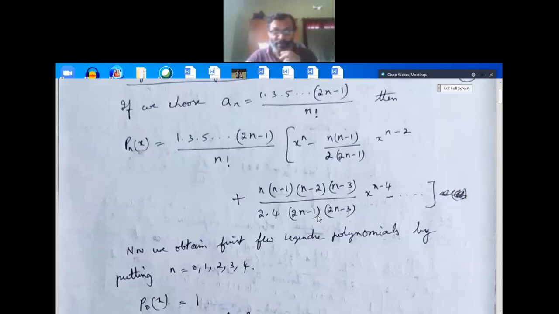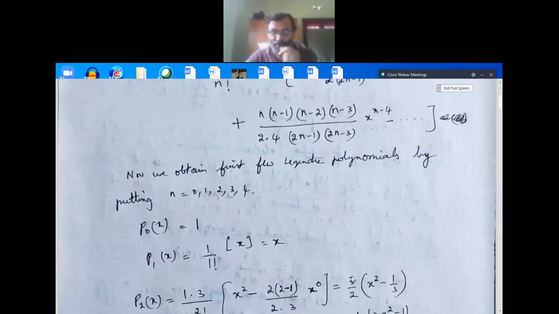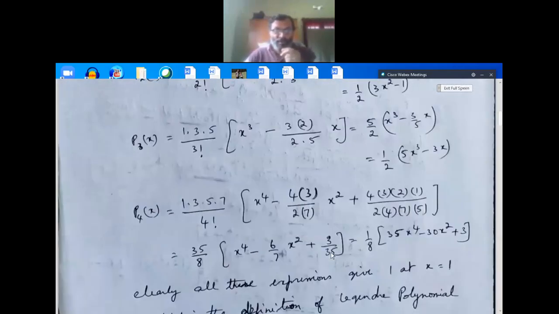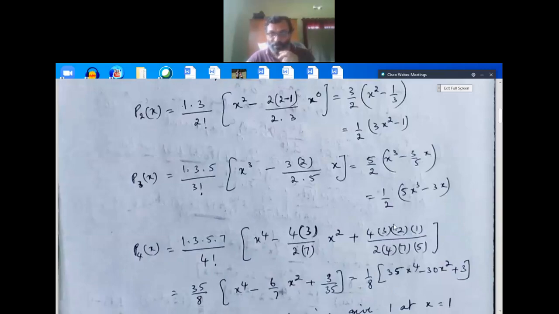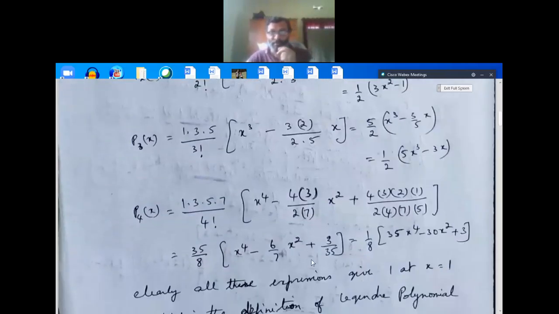So 4 into 2, 8, 8 minus 1, 7. Then 4 into 2, 8, 8 minus 3, 5. Same thing, 2 into 4 into 7 into 5. Then here x power 4 minus 4, x power 0 is 1. So you get like this. If you multiply this, here 4 factorial, that 3 gets cancelled, so 4 into 3 into 2, 3 cancels. 4 into 8, 7 into 5, 35 by 8 x power 4. This also simplifies to 2 times 6 by 7 x squared. This also, 2 cancels, 4 cancels, so 3 by 35. So total it will be 1 by 8 I kept outside, 35 I multiplied inside. 1 by 8 into 35x power 4 minus 30x squared plus 3. This is P4 of x.